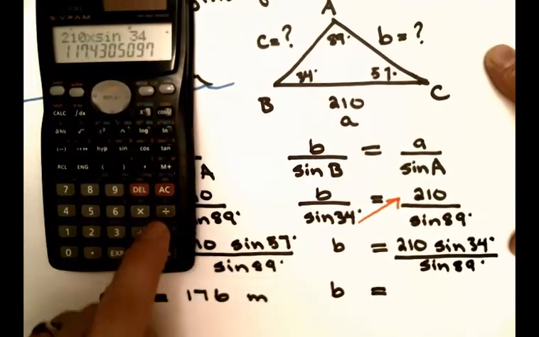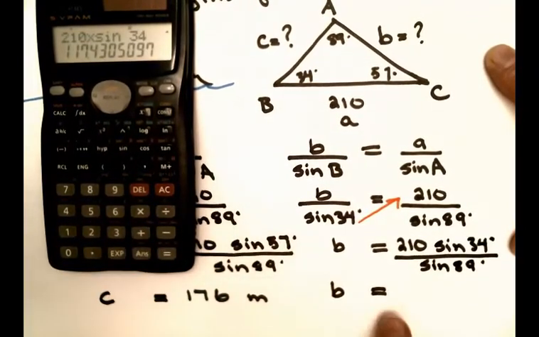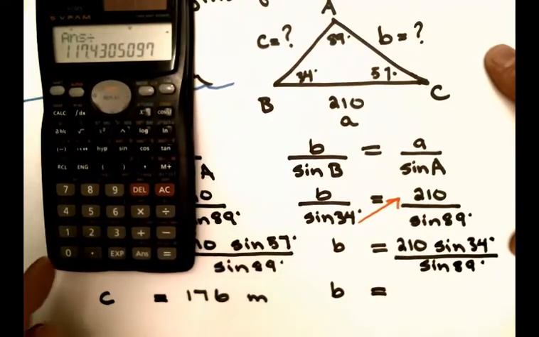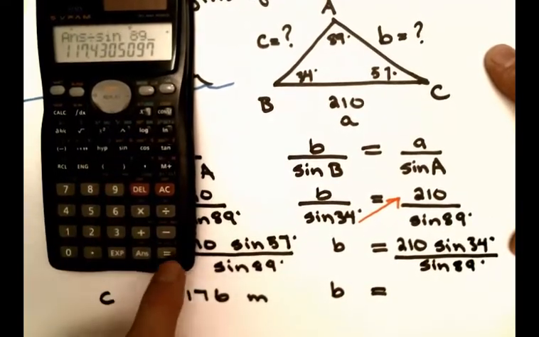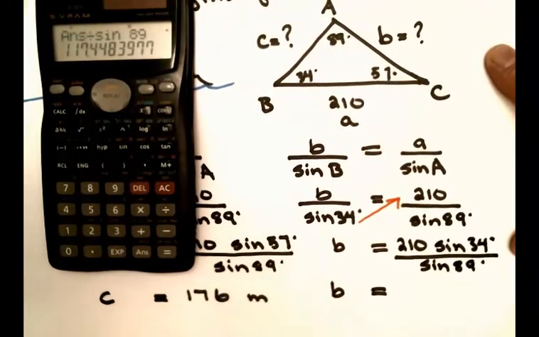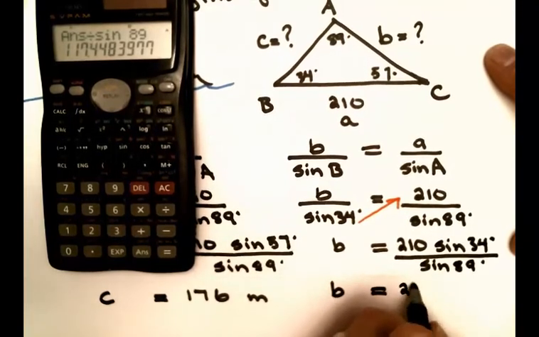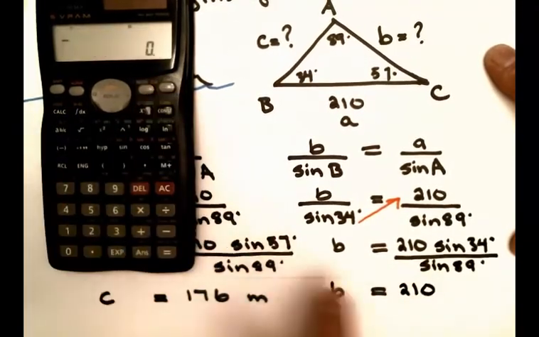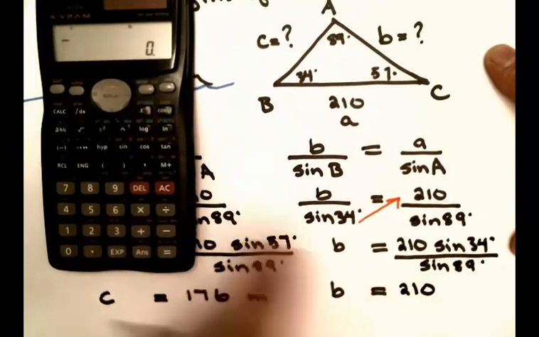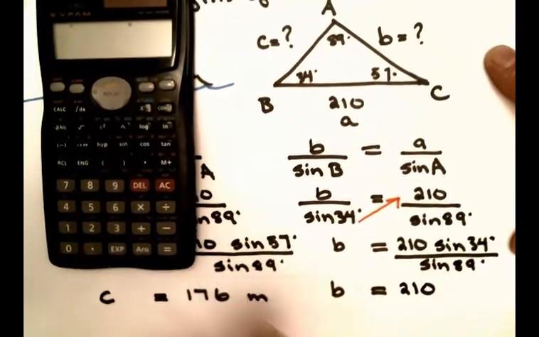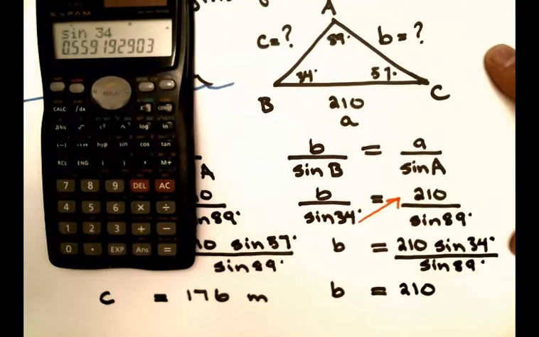I hit equal there, that's fine. And you could even write that out. You could write 117.4305 if you want some precision. And then you would have to divide that by sine 89, and you get 117 meters. Okay, I'm just going to write it out, just because some people are doing it that way. 210 times sine 34. Well, let's work these out individually. You can do that. Take at least 3-4 decimal places.